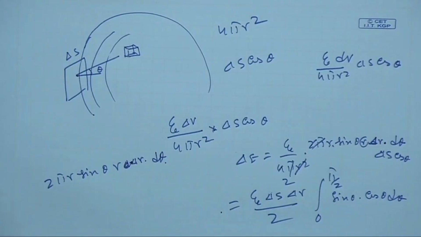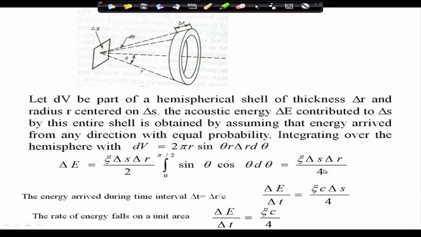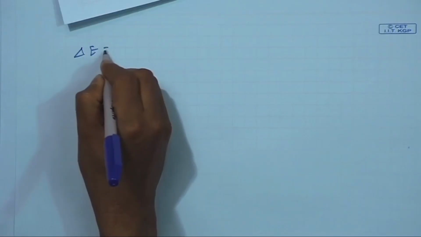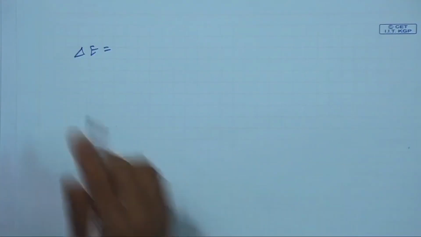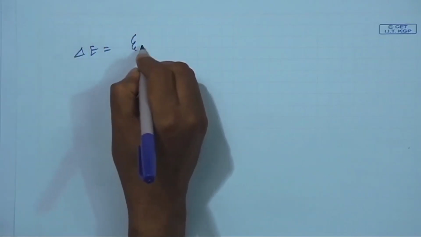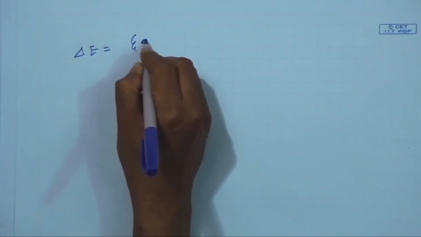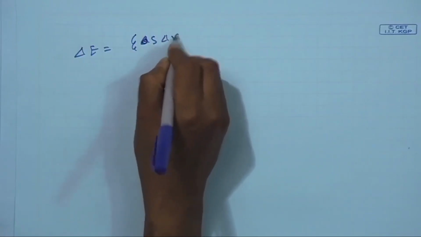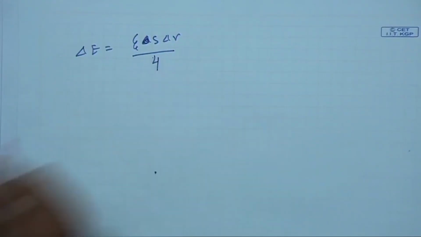Now, if I do this integration, what will I get? I will get psi del S del r divided by 4. Okay. So, the energy arrived during the time interval. So, what do I get? I get del E, the energy contributing on the surface del S, total energy by all the reflections, is nothing but psi del S del r divided by 4.